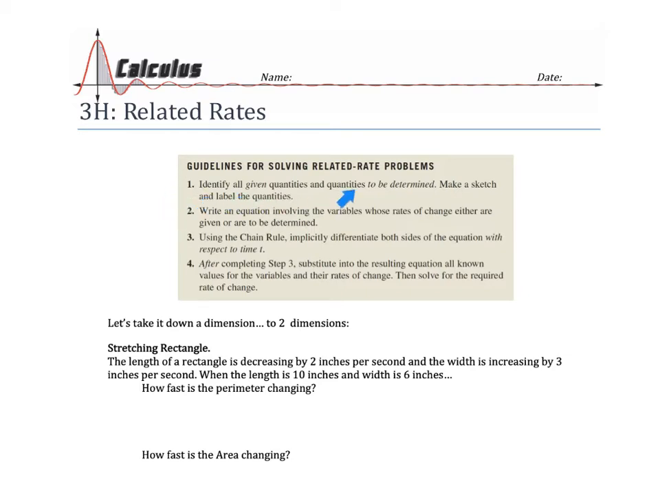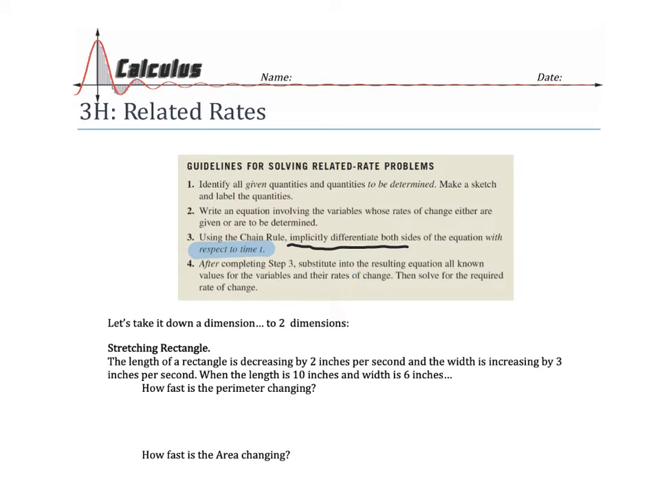We're going to find all the quantities that need to be determined. We're going to make a sketch, and that helps, okay? Write an equation that involves the variables whose rates of change are going to be determined. Use the chain rule to implicitly differentiate both sides with respect to t, all right? So time t. It's all about time. Rate needs time. All right, then after that, we're going to substitute and solve, all right?